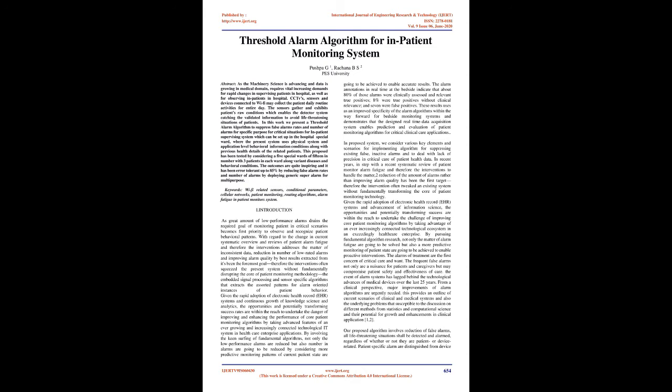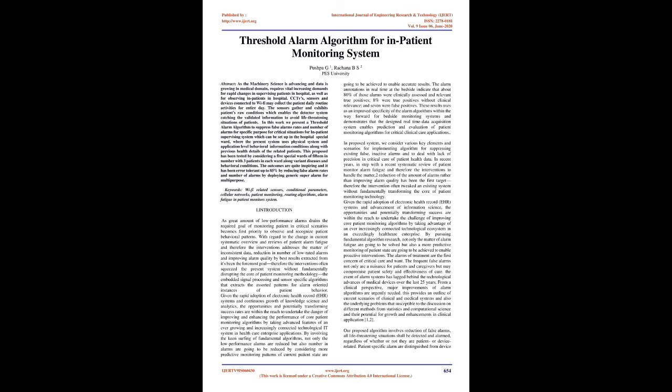alarms for specific purposes in critical situations for an inpatient supervising system, which can be set up in a special hospital ward, where the present system uses physical system and application level behavioral information conditions along with previous health details of the related patients. This proposed system has been tested by considering 5 special wards out of 15, with 3 patients in each ward, with varied diseases and behavioral conditions.